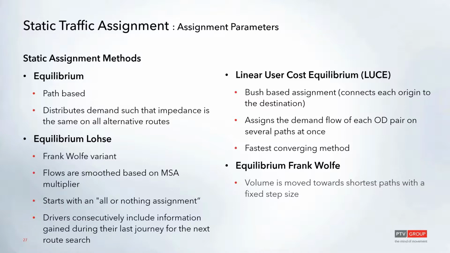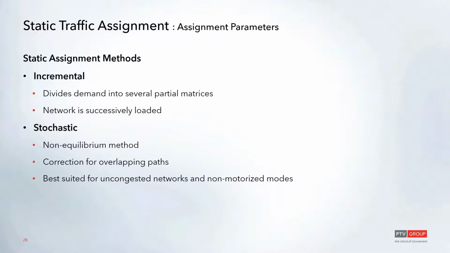Finally, for the equilibrium assignments, there's also a Frank-Wolfe assignment. This one tends to move a lot of the volume towards the shorter paths in the network. Then there's also an incremental assignment. This essentially takes the demand and divides it into several smaller matrices. You'd start off assigning maybe 33% of your demand in the first iteration, and in the next iteration maybe 66%, and so on. You add that up over time until you've reached 100%, so it more gradually loads the network throughout each of the iterations.